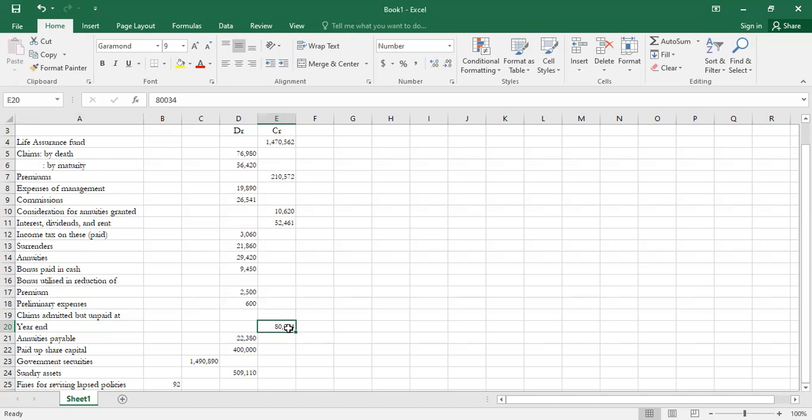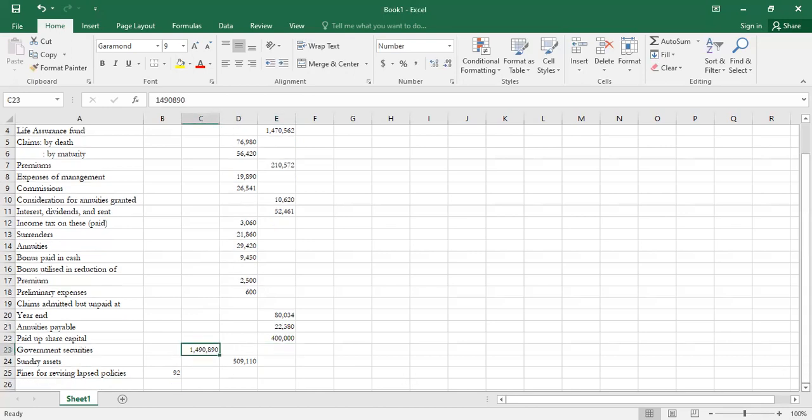Then I have the annuities payable. Annuities payable will also be adjusted in the revenue account. They are supposed to be credited. Paid up share capital. All capital items are supposed to be credited. Then I have government securities. This is an asset. It will appear in the balance sheet.